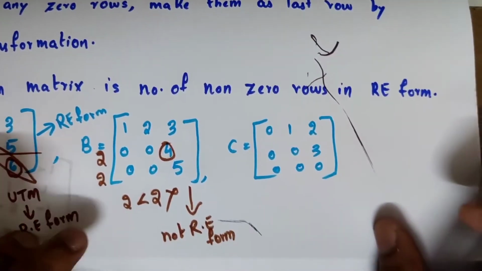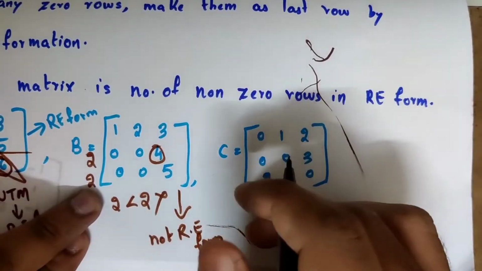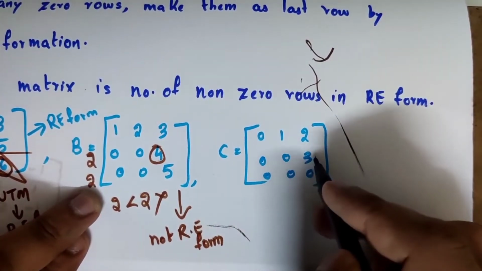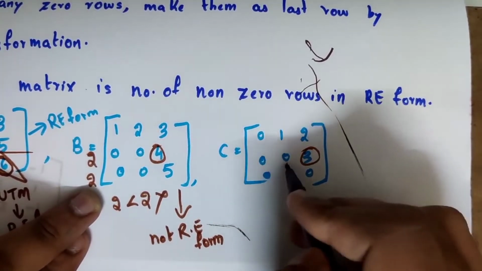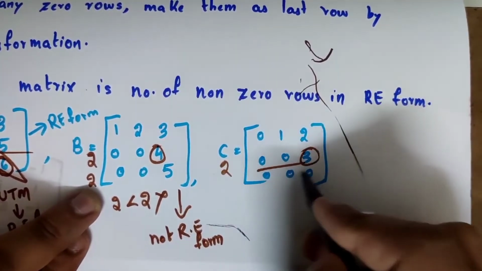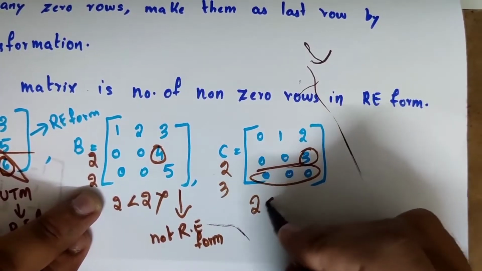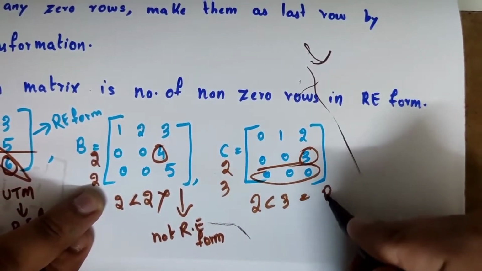Now consider this matrix C. What is this matrix C saying? Number of zeros before non-zero elements. Here we have 2 zeros, and here we have 3 zeros. Obviously 2 is less than 3. So you can say this is row echelon form.